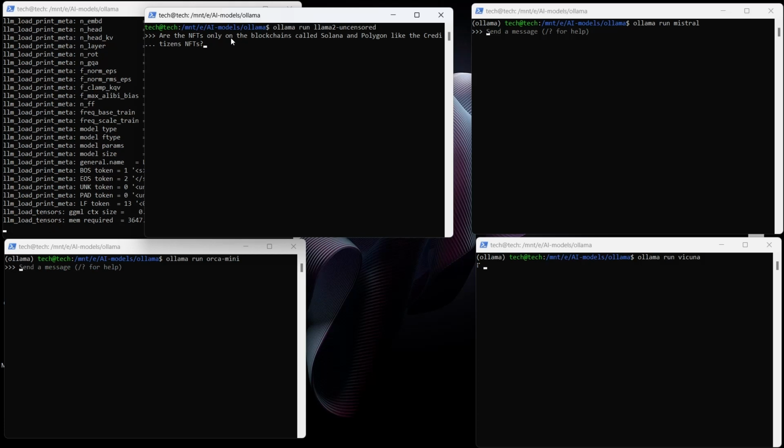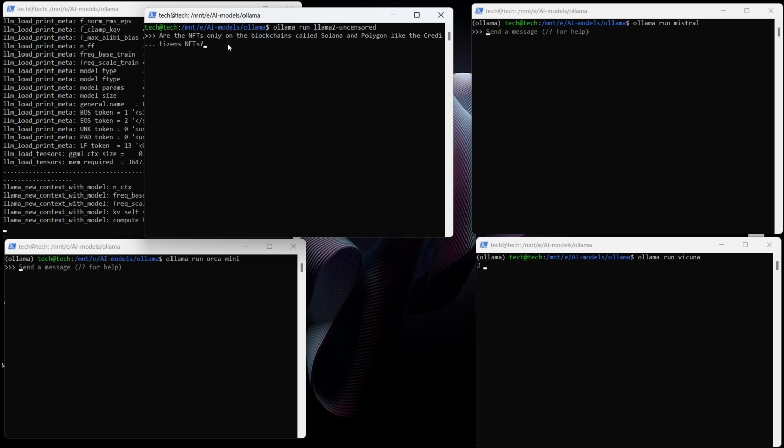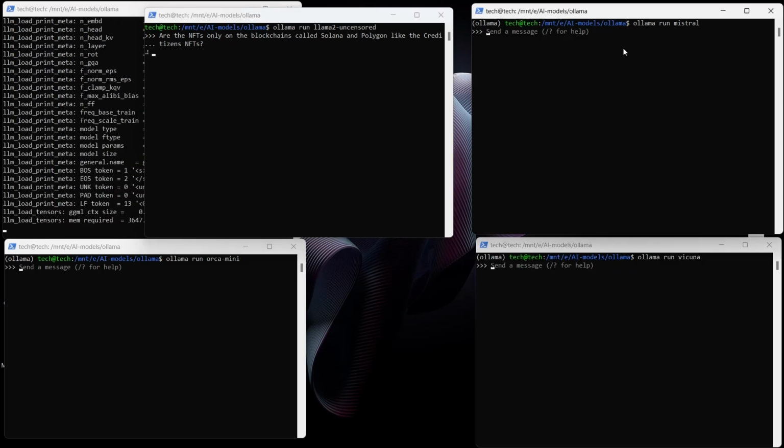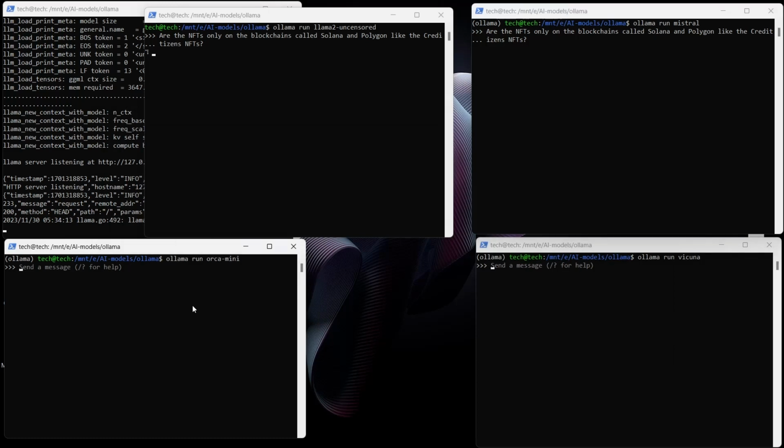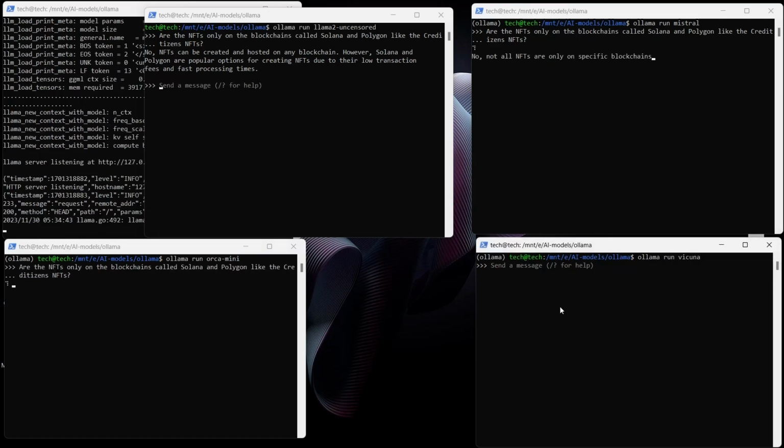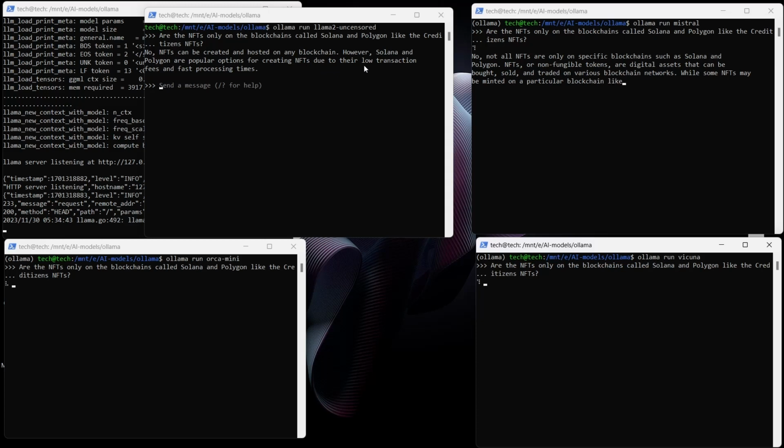Are the NFTs only on the blockchains called Solana and Polygon, like the Creditizens NFTs? So that will be the prompt here. No. NFTs can be created and hosted on the blockchain. However, Solana and Polygon are popular options for creating NFTs due to their low transaction fees and fast processing times. So that's the Llama 2 uncensored.